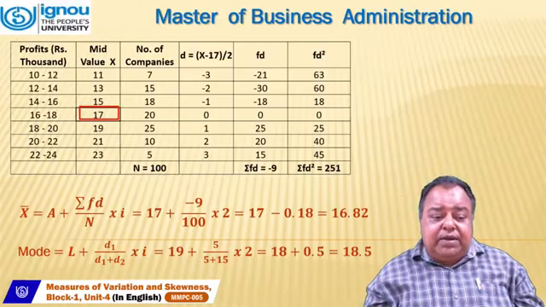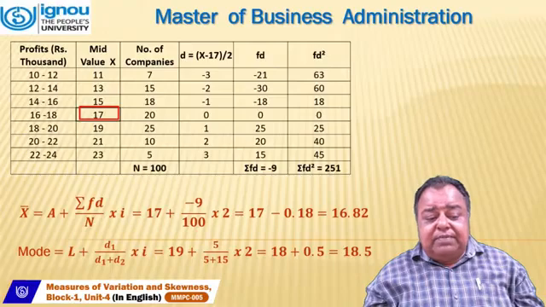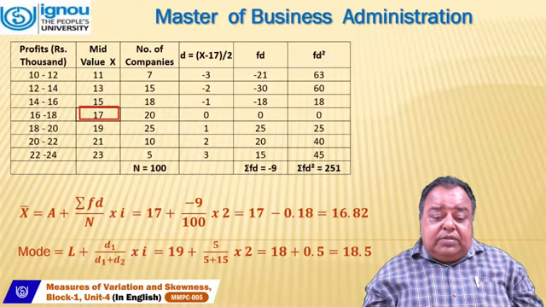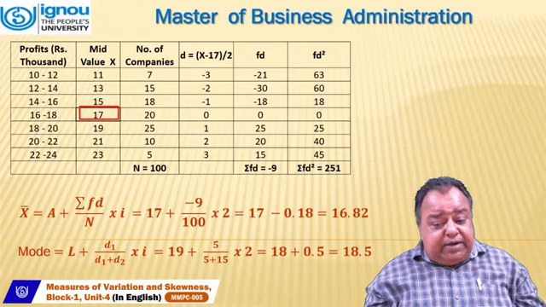Now we will evaluate mode. Mode is equal to L plus D1 upon D1 plus D2 into I. That comes out to be 18.5.